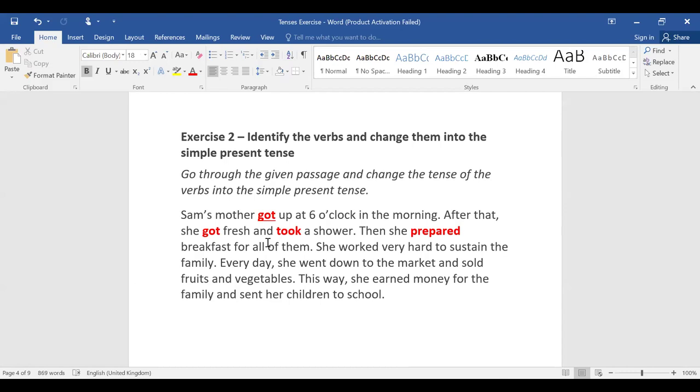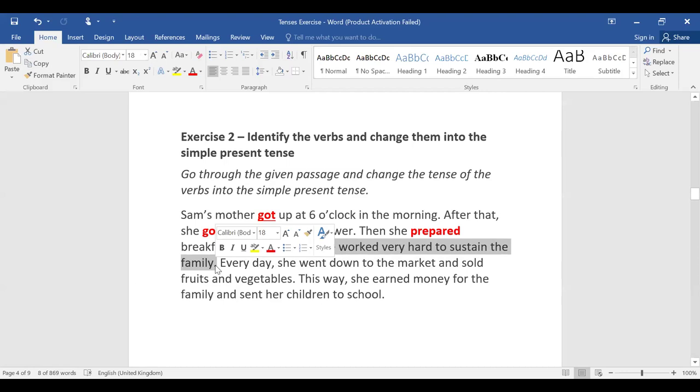Thank you. Then prepared. Prepared is an action word. It's a past tense here. What is the present tense of prepared? Prepare. Then let's continue. The next sentence, she worked very hard to sustain the family.